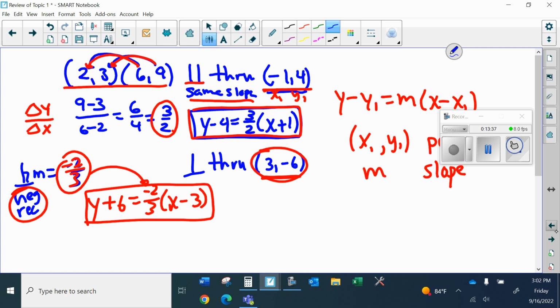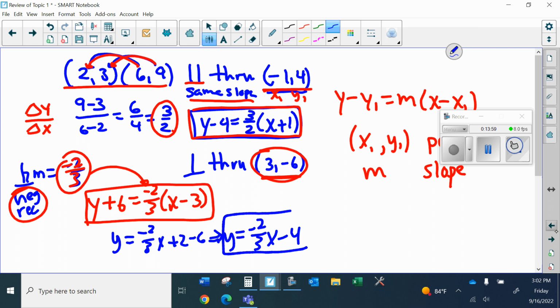So if I was to distribute this through here, okay, I have negative 2/3 x. The 3's cancel, the negatives become a positive, it's plus 2. And then subtract that 6 across, minus 6. So that final answer becomes y equals negative 2/3 x, 2 minus 6 is negative 4. Okay, and so they want to see something like that on there, in slope-intercept form.